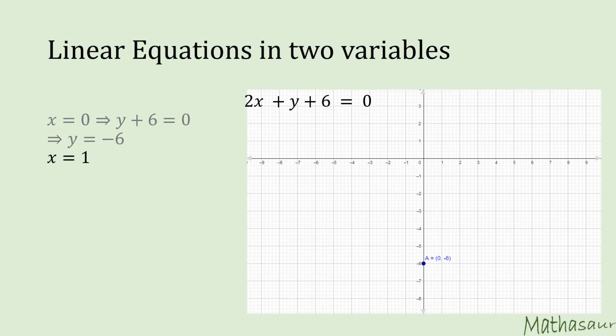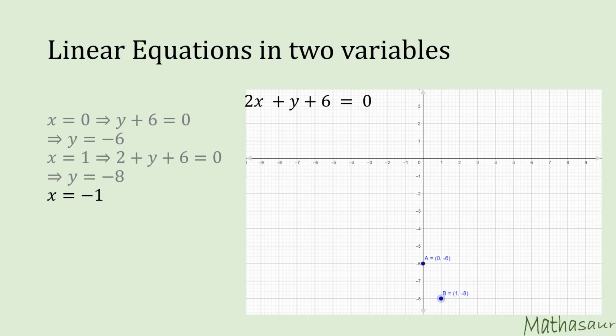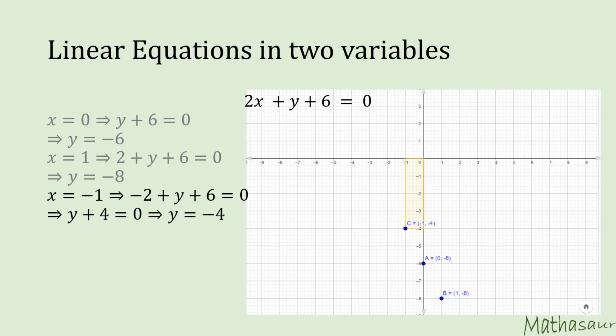Alright, now let us try x equals 1. We get y equals minus 8. Let us plot this point as well. So we get 1, minus 8 somewhere in the fourth quadrant. Let us try a negative value, x equals minus 1. We get y equals minus 4. Let us plot this point minus 1, minus 4. It lies somewhere in the third quadrant.